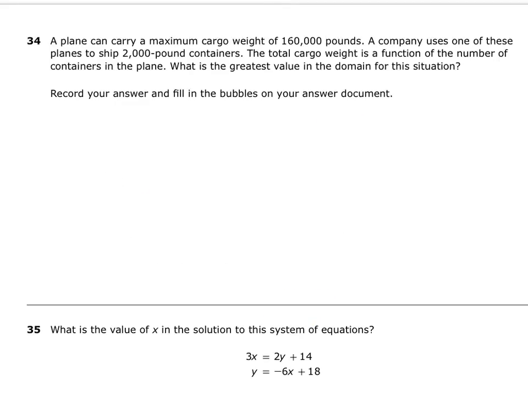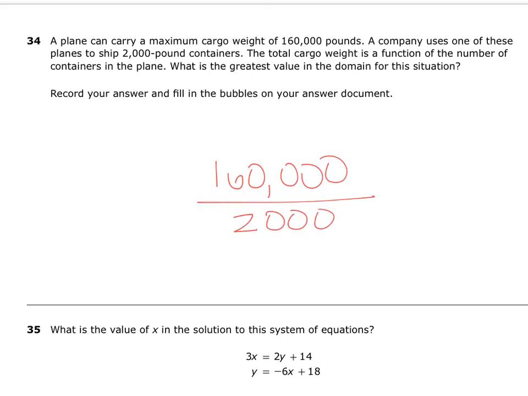On number 34, we have a plane that can carry a maximum cargo weight of 160,000 pounds. A company uses one of these planes to ship 2,000-pound containers. The total cargo weight is a function of the number of containers in the plane. What is the greatest value in the domain for this situation? Well, if it can carry a maximum of 160,000 pounds, and they're shipping 2,000-pound containers, this is really just 160,000 divided by 2,000, which is 80.